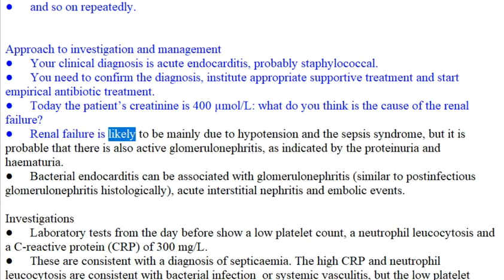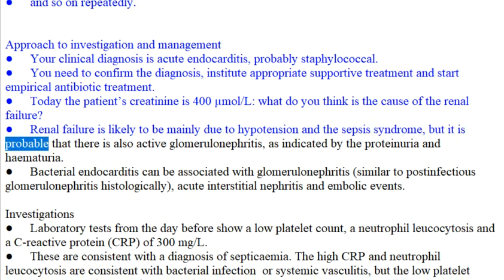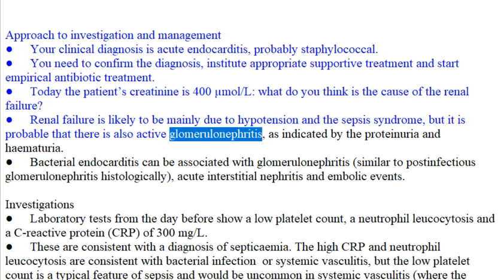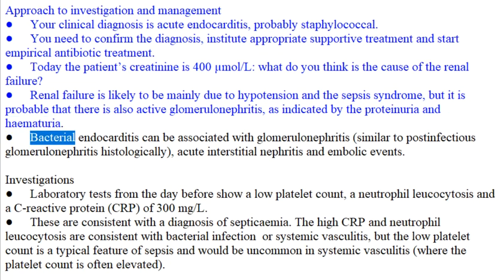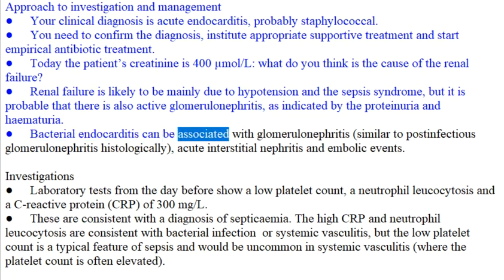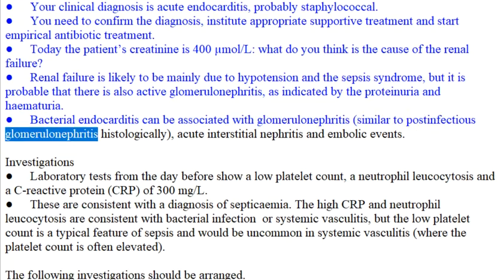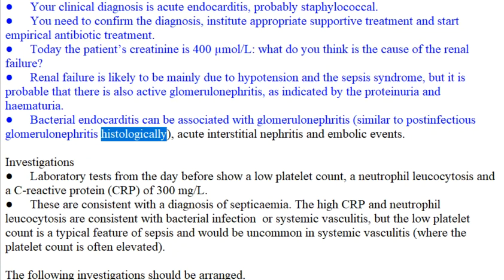Renal failure is likely to be mainly due to hypotension and the sepsis syndrome, but it is probable that there is also active glomerulonephritis, as indicated by the proteinuria and hematuria. Bacterial endocarditis can be associated with glomerulonephritis, similar to post-infectious glomerulonephritis histologically, acute interstitial nephritis and embolic events.